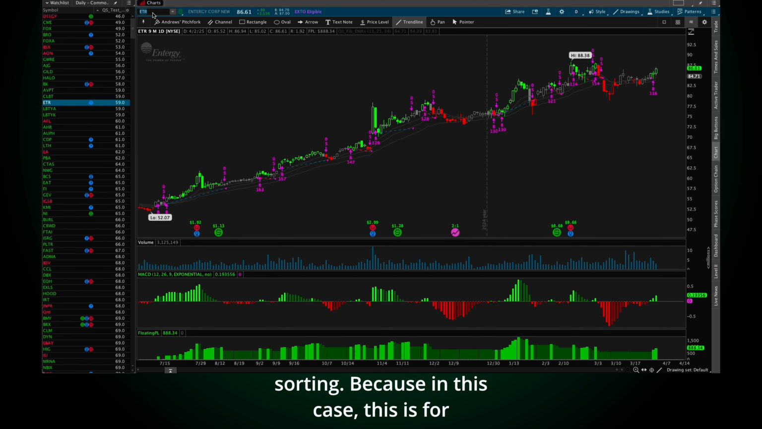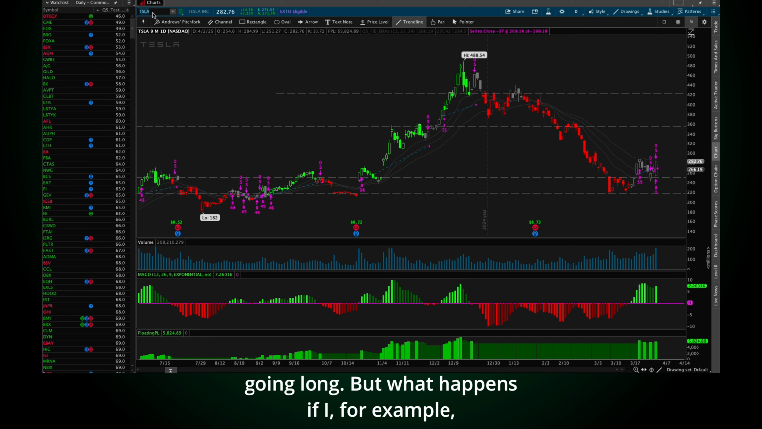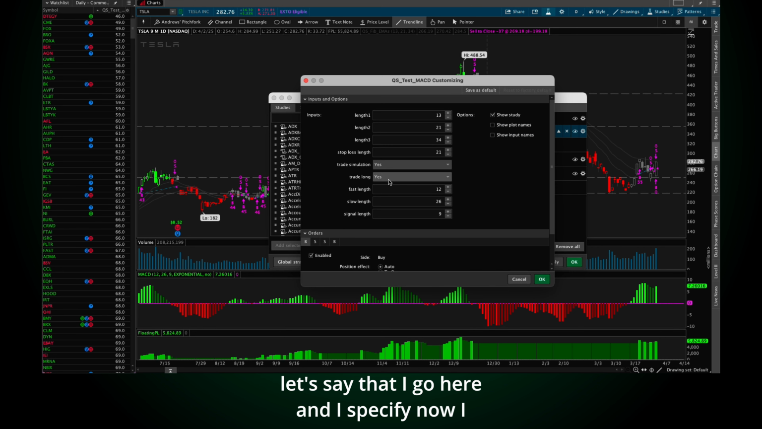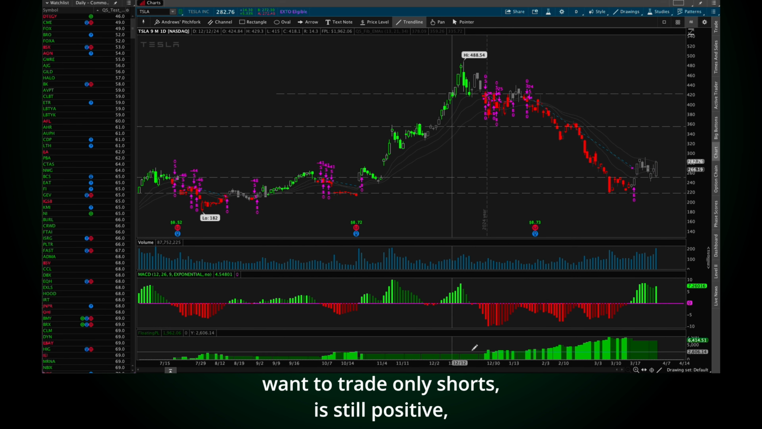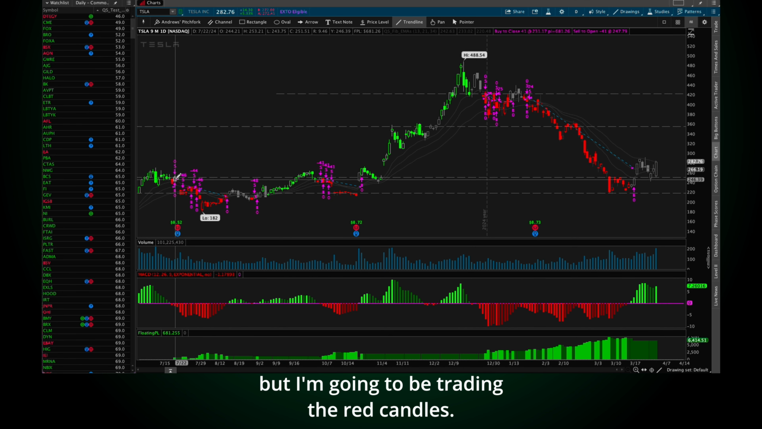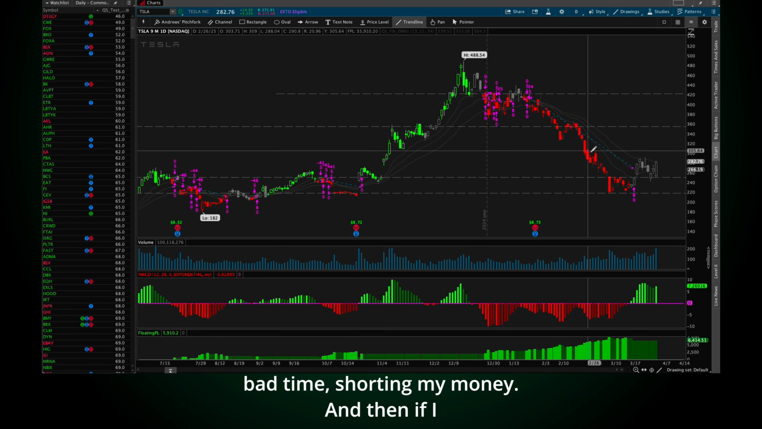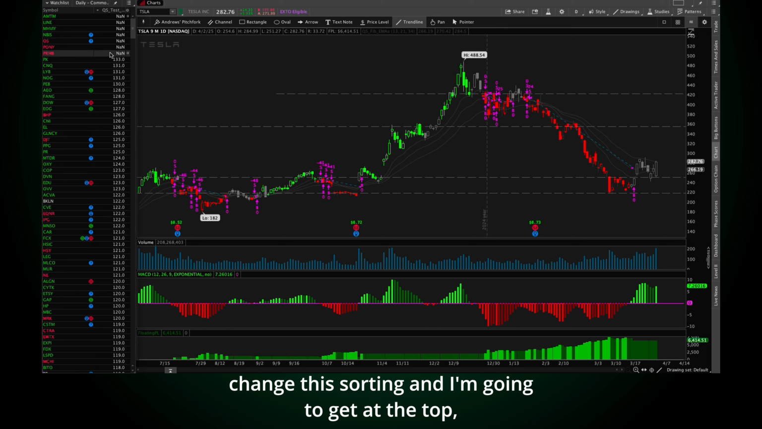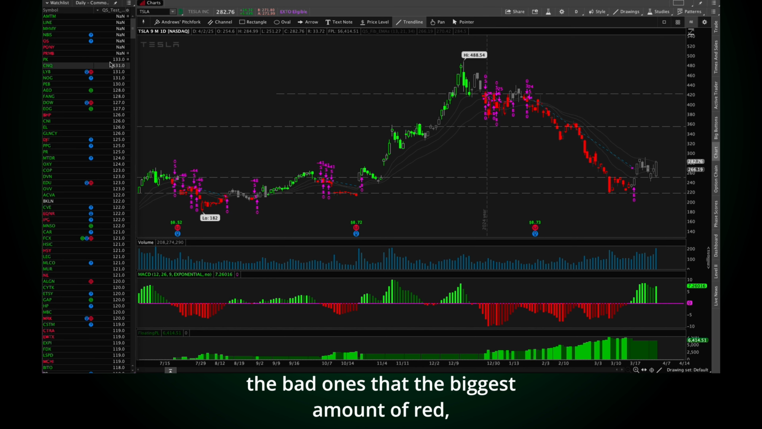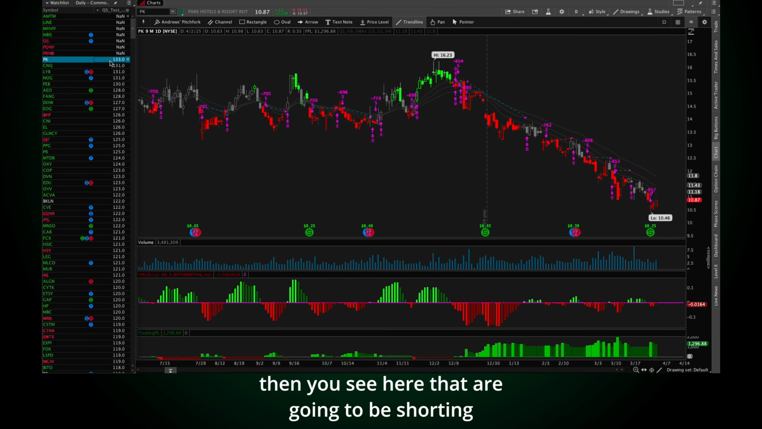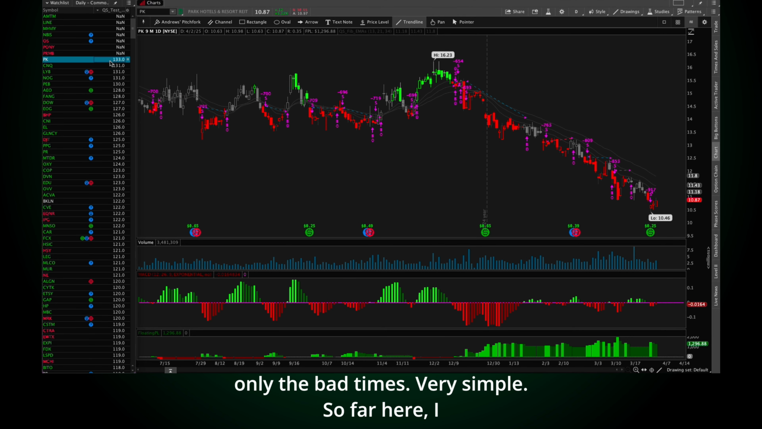Because in this case, this is for going long. But what happens if, for example, I go here and I specify that now I want to trade only shorts. It's still positive, but I'm going to be trading the red candles. Yeah, make money, positive, I don't short, small, bad time, shorting, make money. And then if I change this sorting and get at the top the bad ones, the biggest amount of red, then you see here that I'm going to be shorting only the bad times.